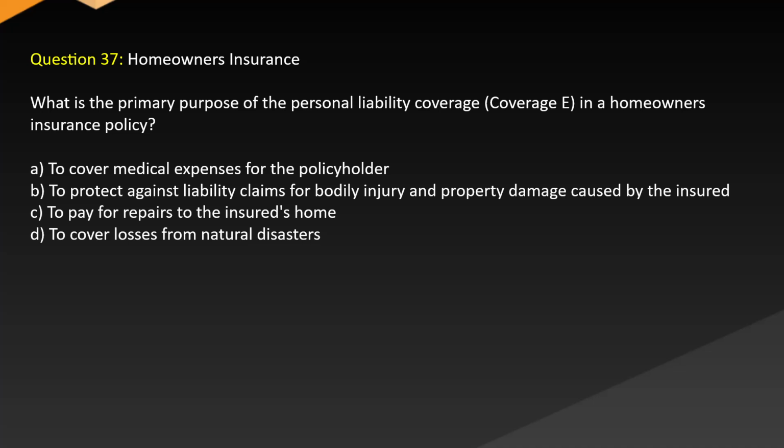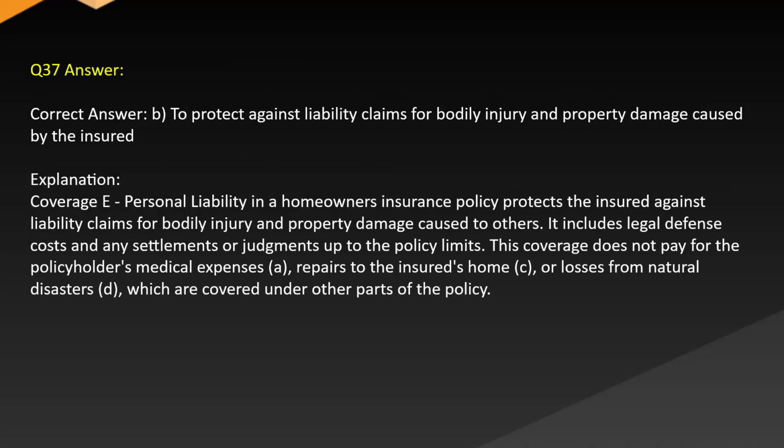Homeowners insurance. What is the primary purpose of the personal liability coverage, Coverage E, in a homeowner's insurance policy? A. To cover medical expenses for the policyholder. B. To protect against liability claims for bodily injury and property damage caused by the insured. C. To pay for repairs to the insured's home. D. To cover losses from natural disasters. Correct answer: B. To protect against liability claims for bodily injury and property damage caused by the insured.